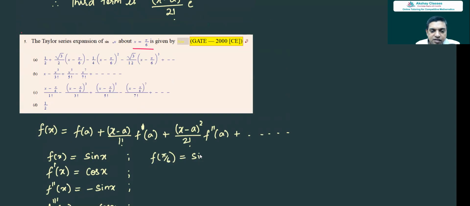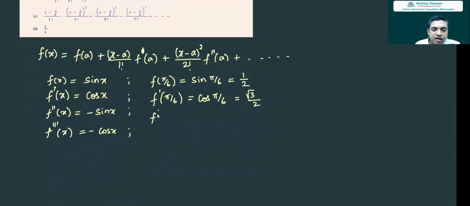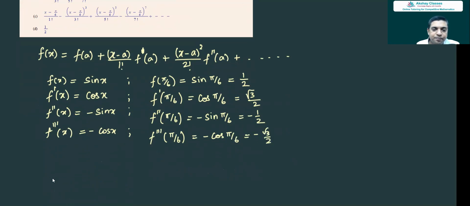Sine pi by 6. What is sine pi by 6? Half. f dash pi by 6 is cos pi by 6. Cos 30 is root 3 upon 2. Then f double dash pi by 6 is minus sine pi by 6, minus half. So up to 4 terms we can write this: minus root 3 by 2.